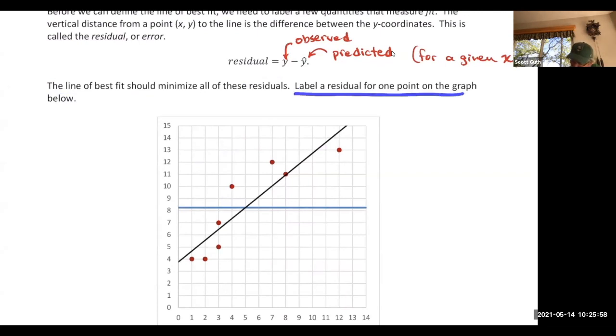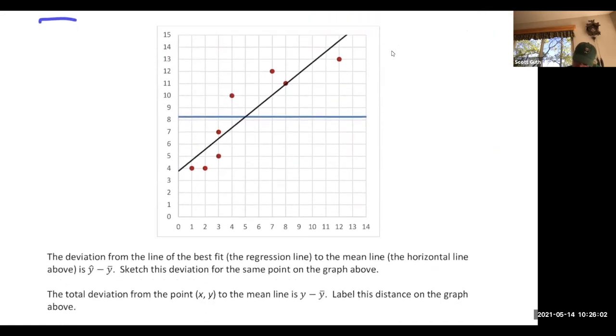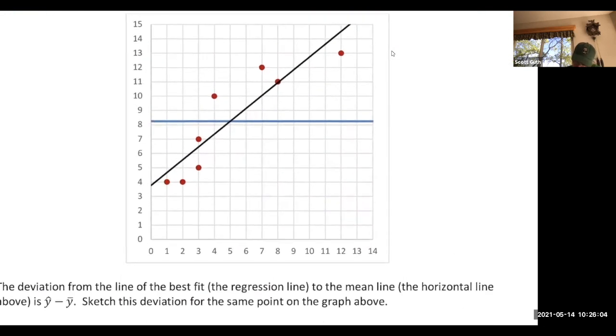It says to label a residual for one point on the graph below. Well, maybe I'm trying to find a good one here. I think I'll just say this point right here would be x y.